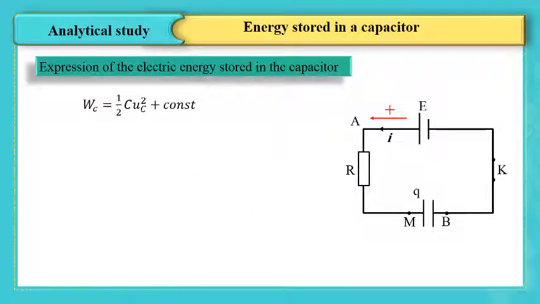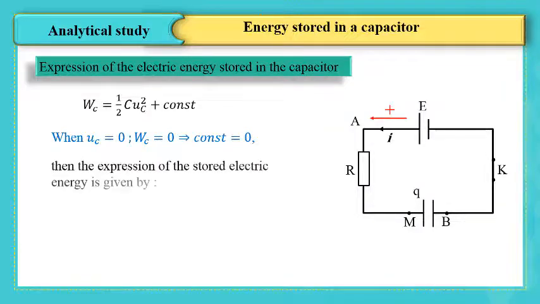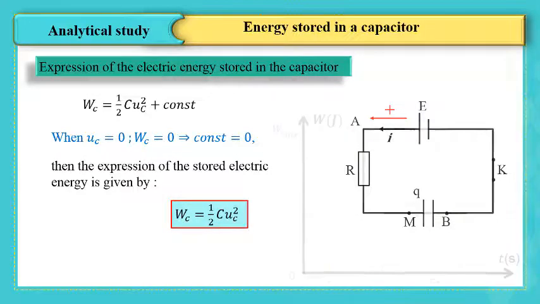And we can find the value of the constant by replacing the values of UC and WC at t equals 0. And as we know, at t equals 0, the capacitor is still empty. So the voltage across the capacitor UC is equal to 0 and WC is also equal to 0. Then after replacing UC and WC in the expression of the electric energy, we can conclude that the constant is equal to 0. Then the expression of the stored electric energy is given by WC equal half C UC square.